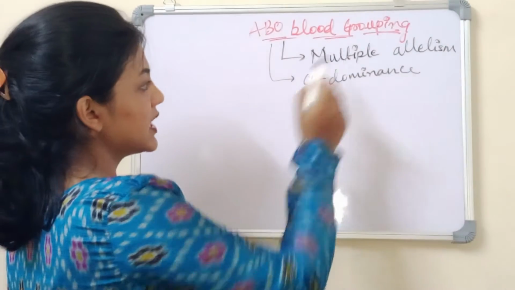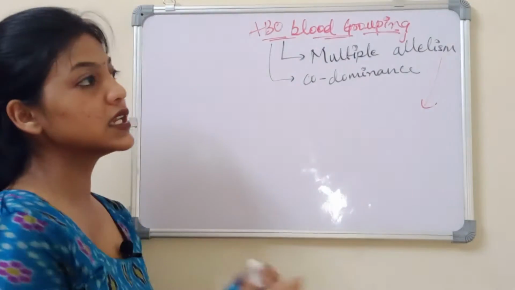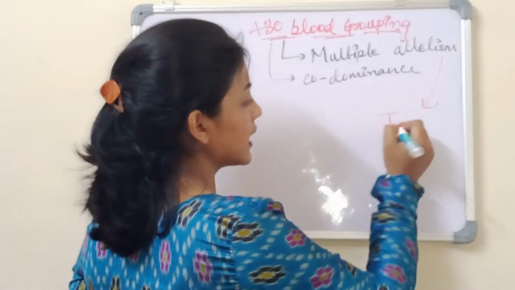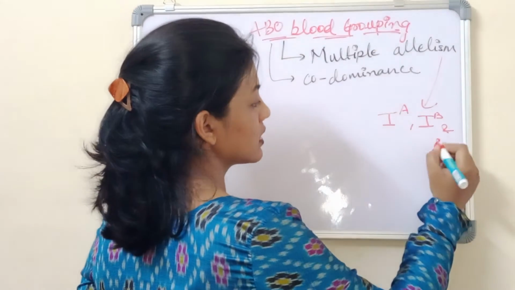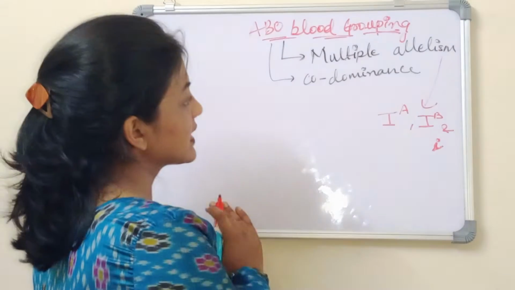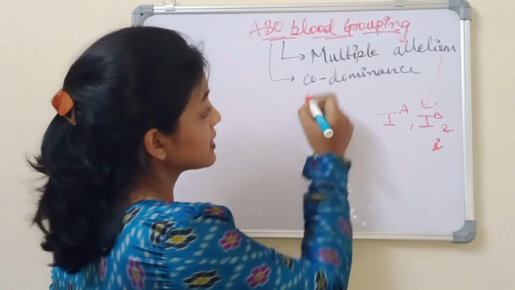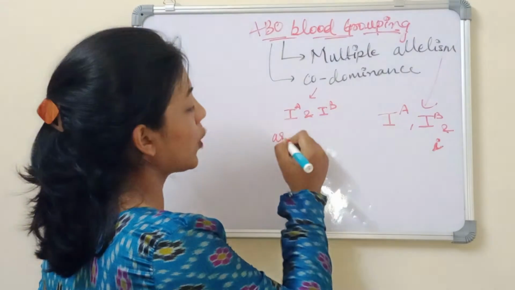It is an example of multiple allelism because ABO blood grouping is governed by three different alleles: IA, IB, and i. Okay. Now, ABO blood grouping is an example of codominance because IA and IB are codominant.